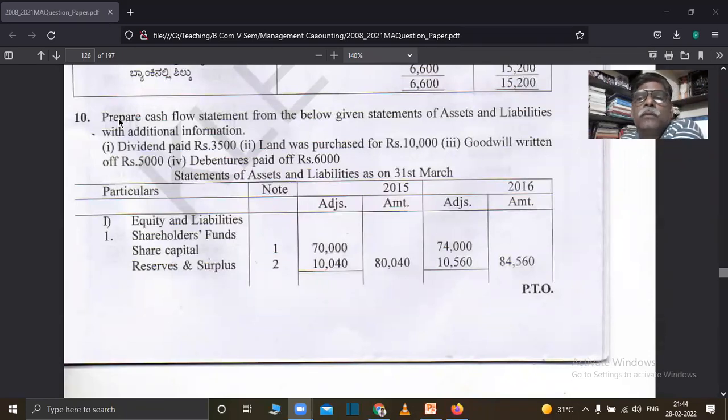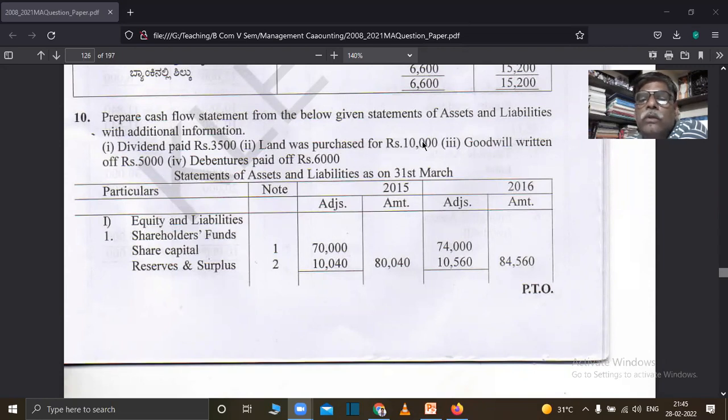Okay, now you see the 15 marks question asked in the 2019 question paper of Rani Chennamma University. Prepare cash flow statement from the following given statements of assets and liabilities with additional information. Dividend paid, it is a financial activity. You have to take in the financial activity, and this is not related to operation, so it also comes in the operating activity.